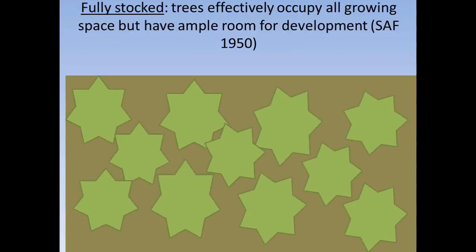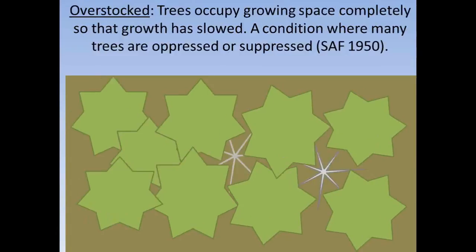We now have a fully stocked stand, and here we think the trees are effectively occupying all the growing space, but they still have ample room for development. And that's an SAF definition. So I think we get a general feel for that when you look at a stand. It's no longer a bunch of seedlings planted. It now looks like a forest. And we might say the stand's fully stocked.